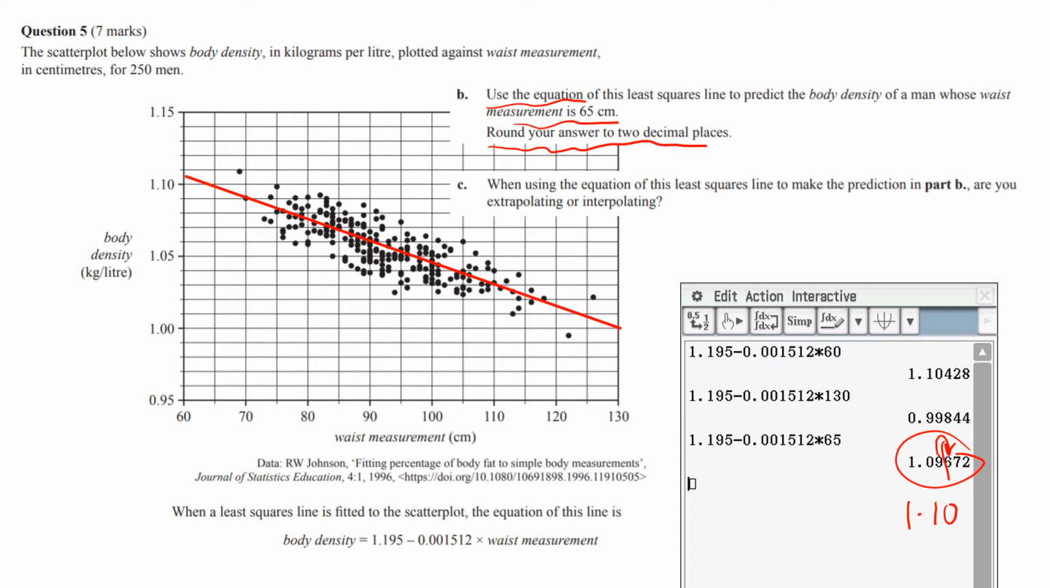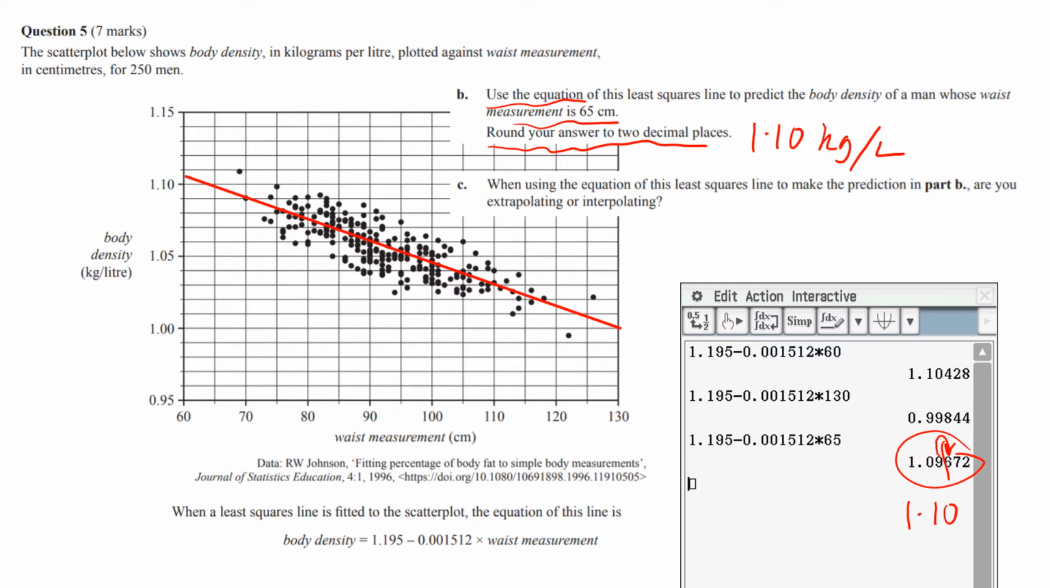How many times do people get this wrong? So please, don't be that person who doesn't know that round. It is 1.10. It didn't say anything about units, but what the heck, I'll put them in there. And capital L for litre, because that's the correct way to do it.